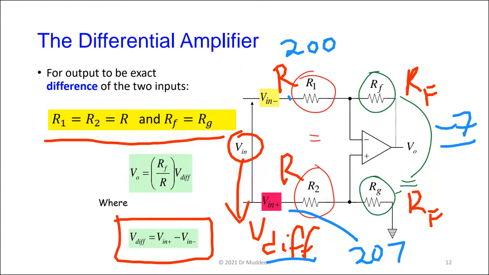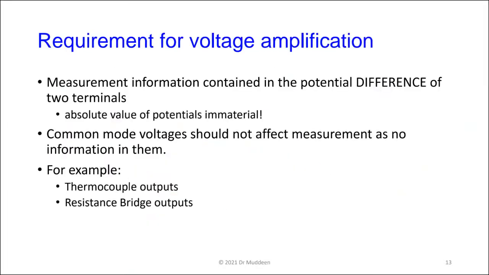So if you look at this, it looks like it has a common mode, something common inside that they have about 200 volts. All I'm interested in is the difference between the two of them, right? And the common mode voltage should not affect the measurements as we have no information in that we want. We don't care about the 200 and the 207. I want the difference, right? And again, I just put up the examples here.